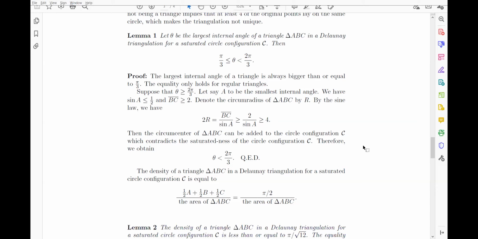Right? Yes. Wait, do we like show somewhere that all the triangles are on theta? No, we have not shown that yet. We've just shown that in any Delaunay triangulation, you can't have a triangle whose largest angle is 2 pi over 3 or more. Oh, but it's talking about the density of a triangle. So for that triangle, they're different sizes. Right.